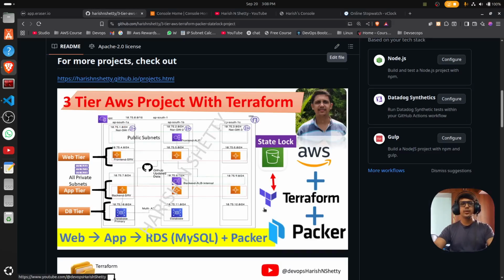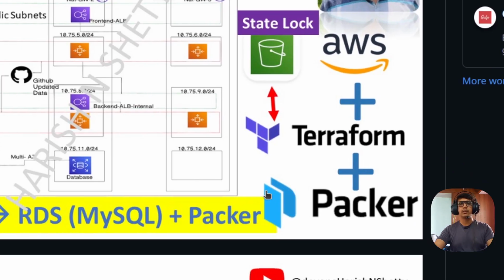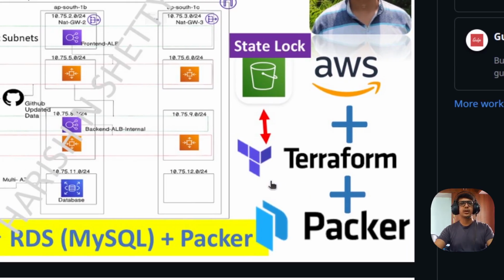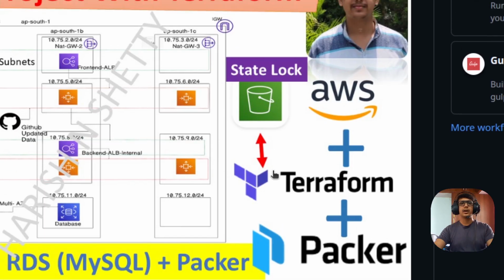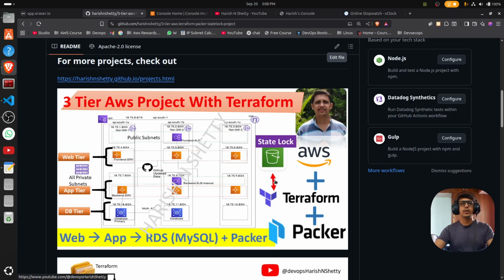In this video we are going to do the AWS 3-tier Terraform project. In this project we are using Packer to build the AMI image, and with Terraform we are structuring the infrastructure by using the Terraform blocks, and we are storing the TF state in the S3 bucket. All those things we are doing in Terraform. Okay, we are not doing any manual work here. Just with the help of a single command we are executing this infrastructure.